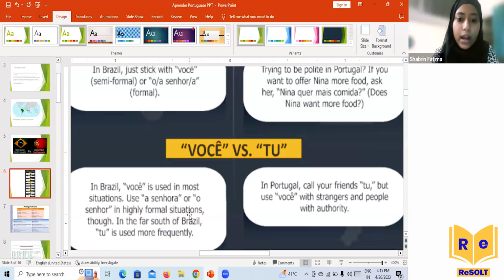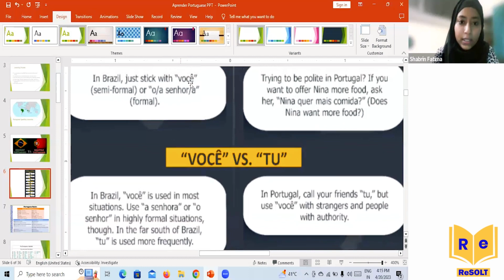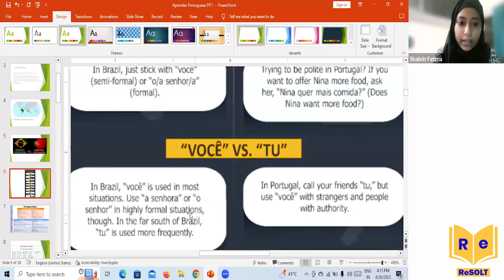Use senhor or senhora in highly formal situations. We can see here also that senhor or senhora is for formal situations in Brazilian Portuguese. Though in the far south of Brazil, tu is used more frequently. Instead of você, they use the tu form for the informal one.